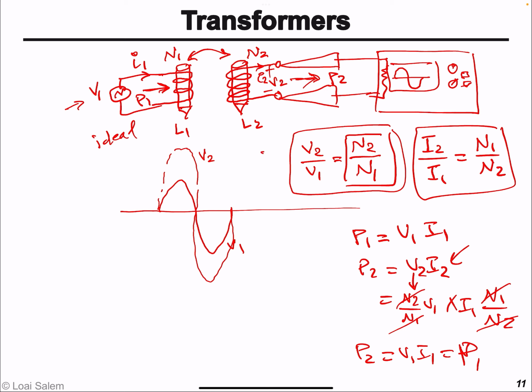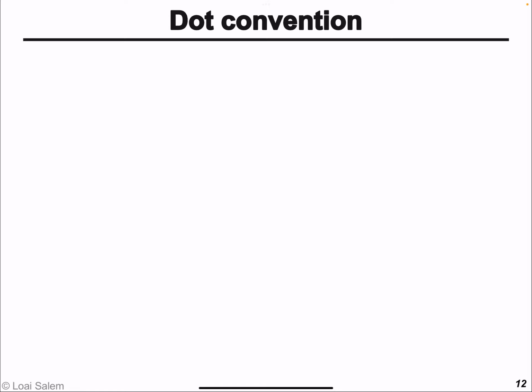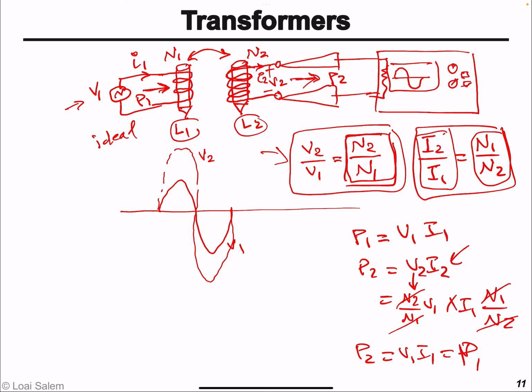So always remember the voltage transformation ratio is equal to the turns ratio of L2 to L1, and the current transformation on the other hand is the reciprocal of the voltage transformation ratio. Now, the way you wind the copper coil, you can wind it this way or you can wind it the other way. Depending on the way you wind the coil, the voltage polarity of V2 with respect to V1 could be in phase or opposite phase.